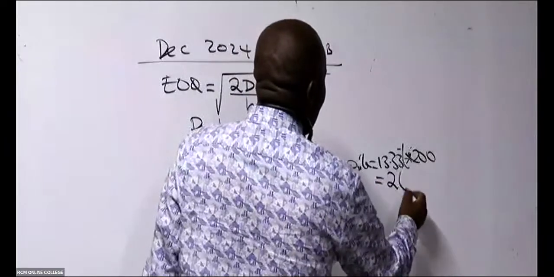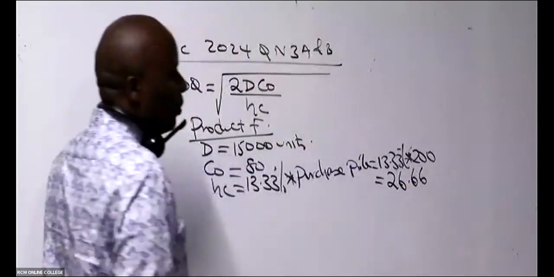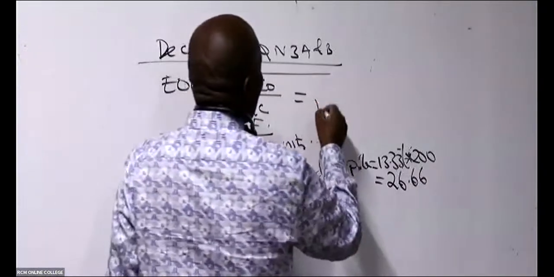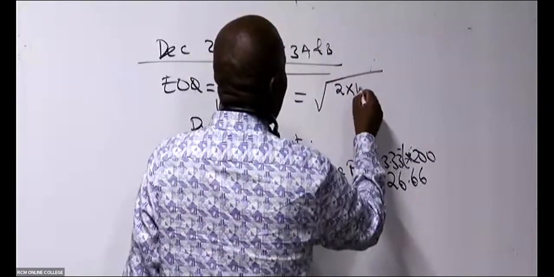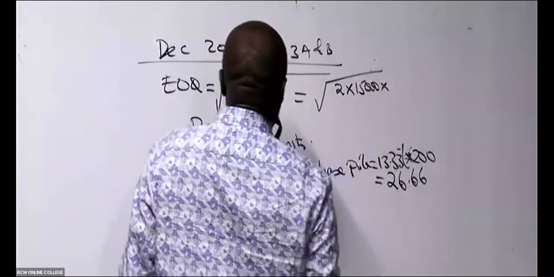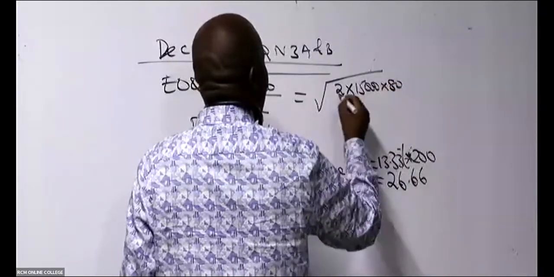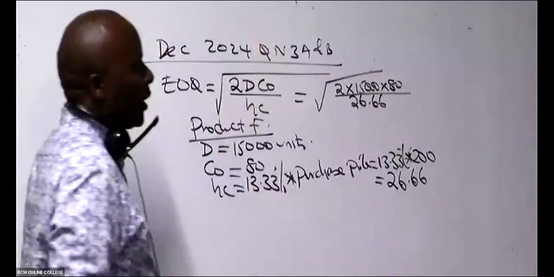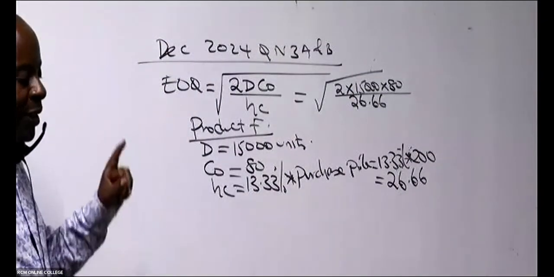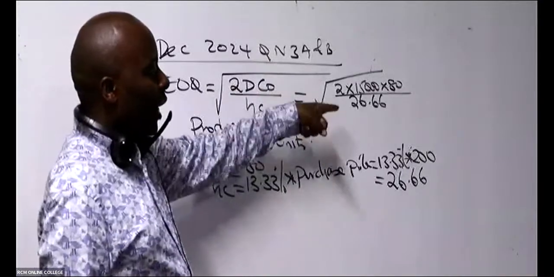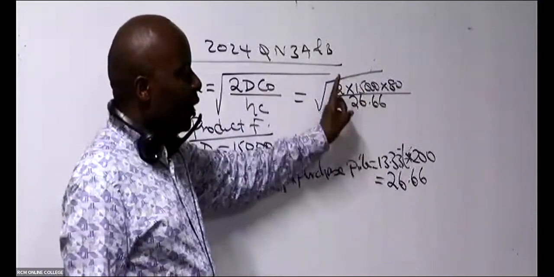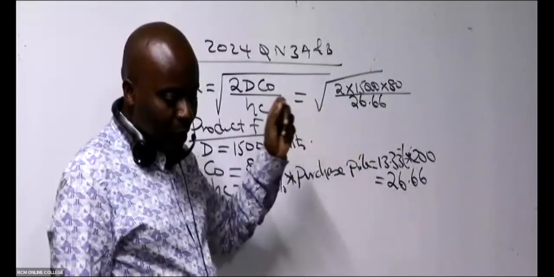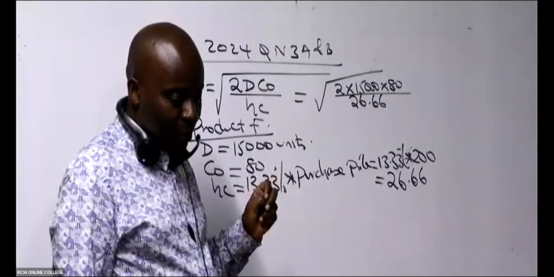Murega, don't round off that big. That will be too heavy. Yeah, so then come and substitute here. When you substitute, what do we have? 2 times 15,000 times cost per order, which is 80, divided by the holding cost that you have given me as 26.66. So I will be taking 2 times 15,000 times 80 divided by 26.6. Is it 67 or 66? I don't know. 66, yeah.